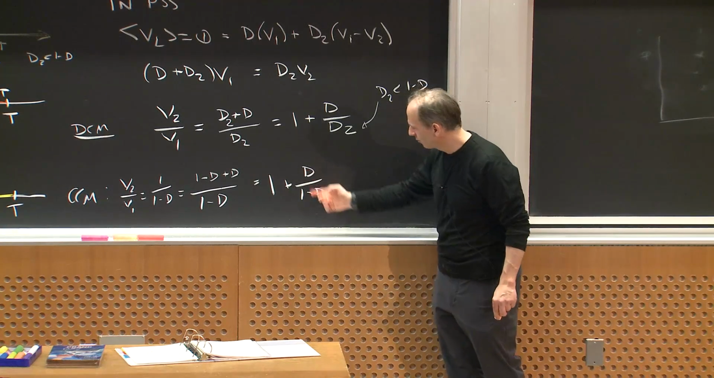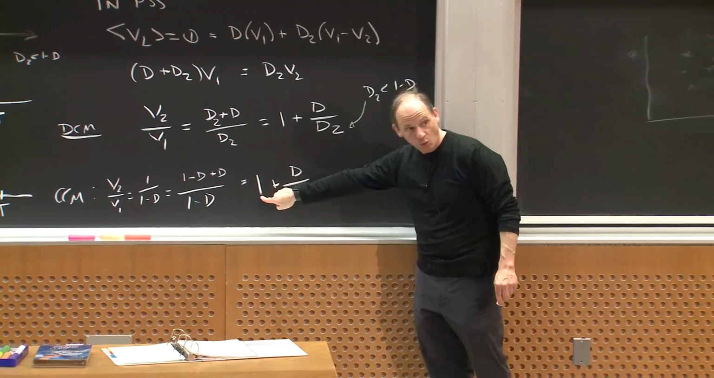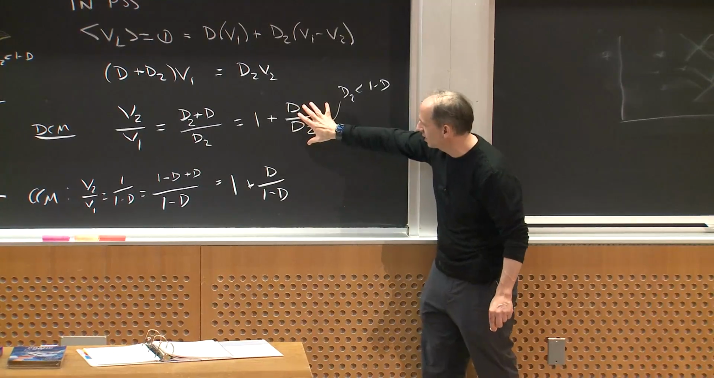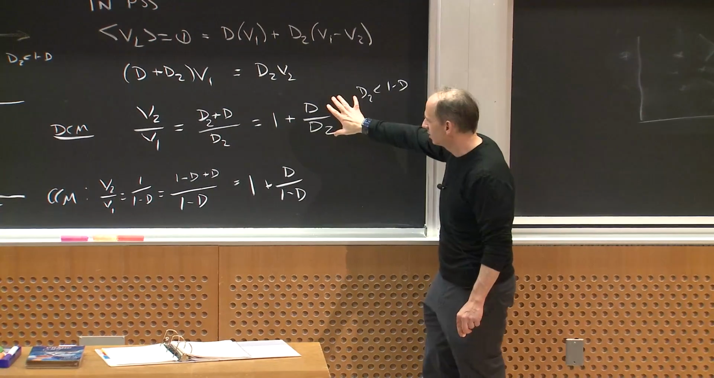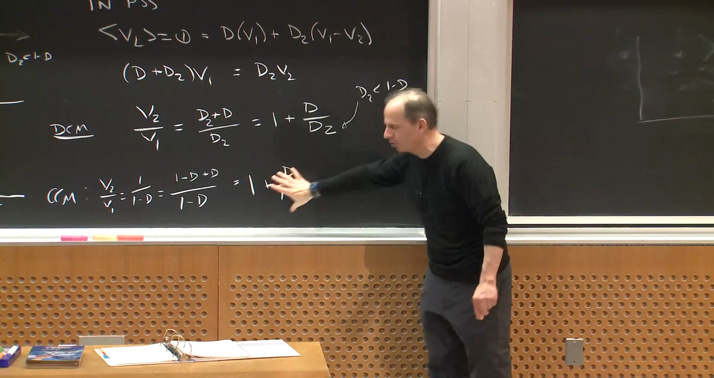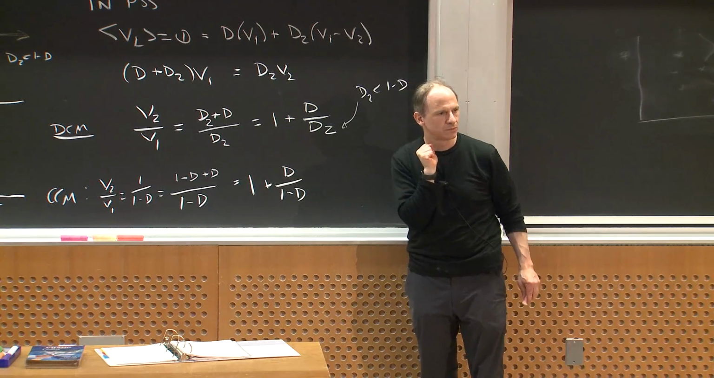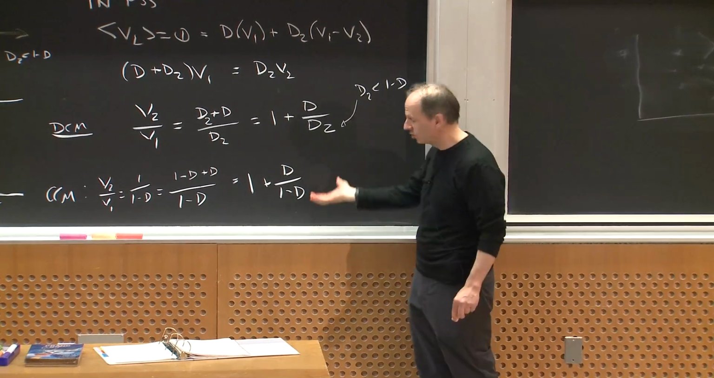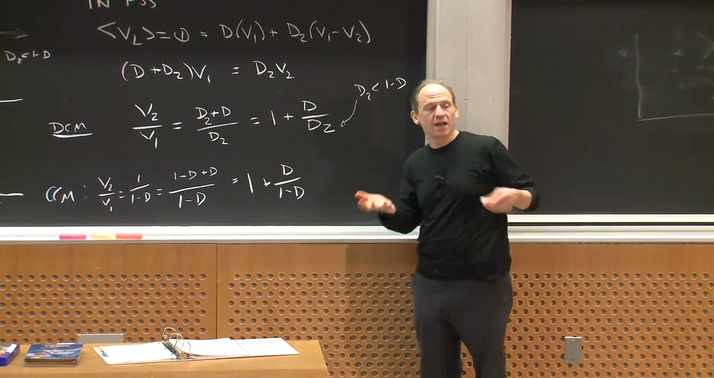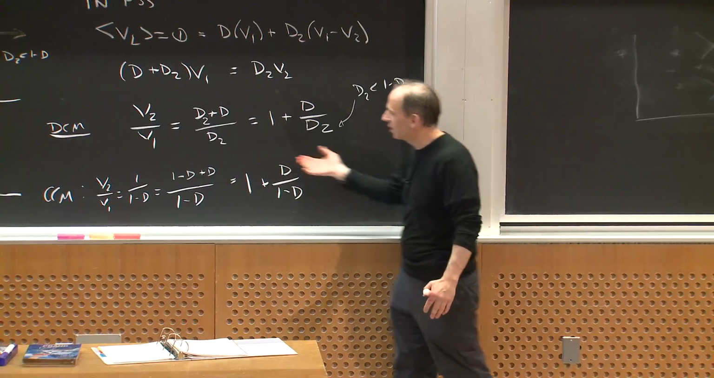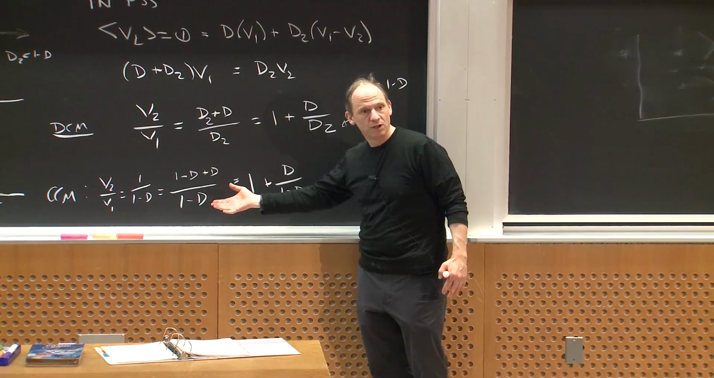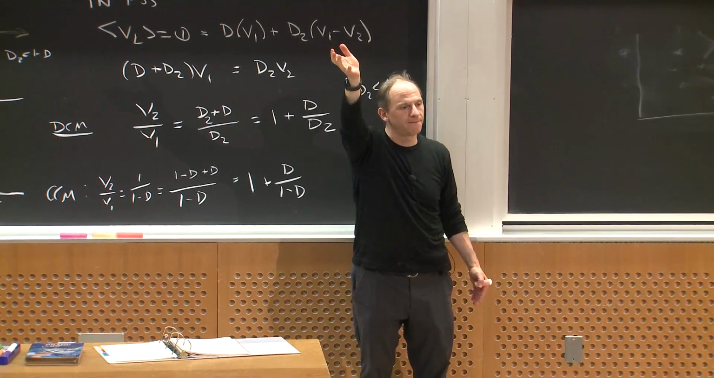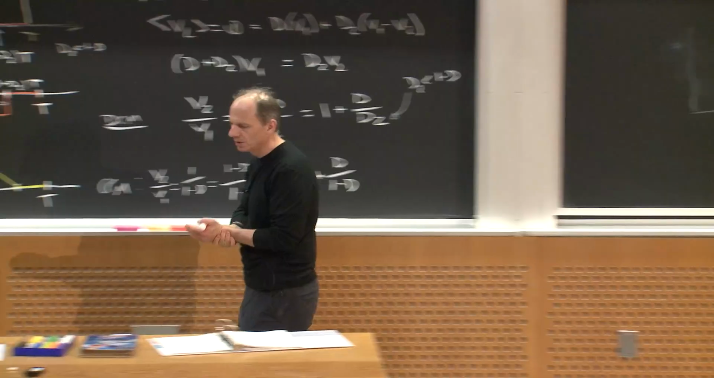Okay, so it's clear that for any value of D, the conversion ratio is going to be greater than 1. Here, because D2 is less than 1 minus D, V2 over V1 is bigger in discontinuous conduction mode than it would be in continuous conduction mode. So for a given duty ratio, whatever I get for my V2 is going to be bigger than I would get in continuous conduction mode. The output voltage is going to get pumped up a bit. Okay? So I can tell that.